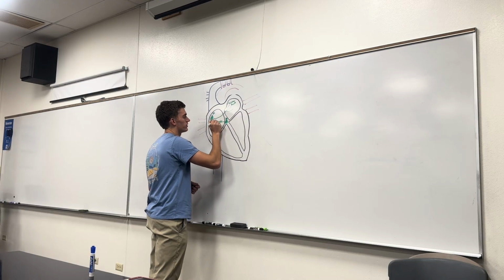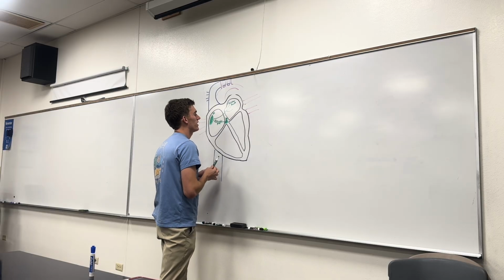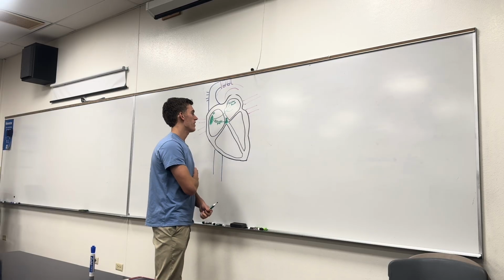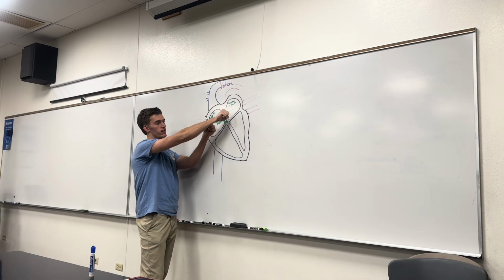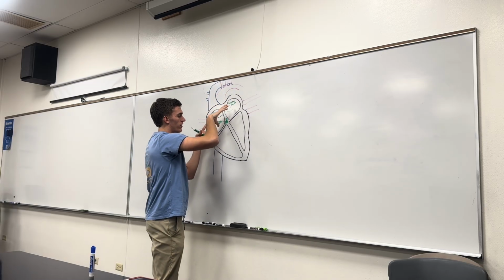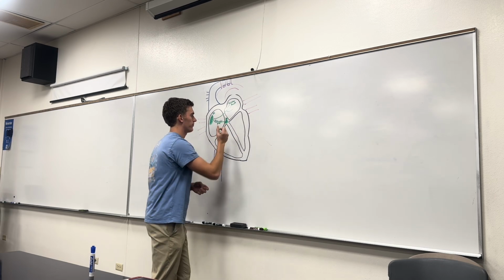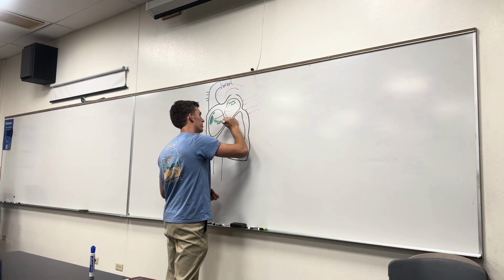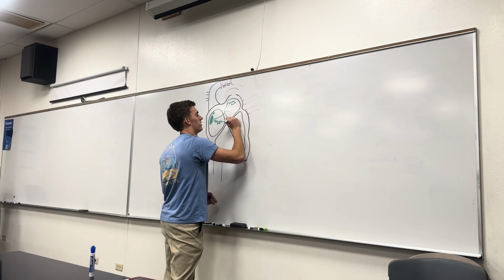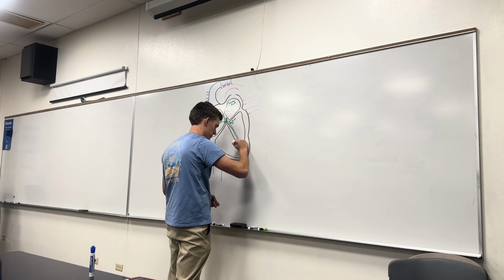Okay, internodal path. What's then gonna happen is we're gonna have a little bit of a delay, and that's gonna allow for the atria to contract, and that will then push all the blood down there, and that's what that delay's for. And then this is gonna spread down here, and this is called the bundle of His. And then it's gonna branch off.